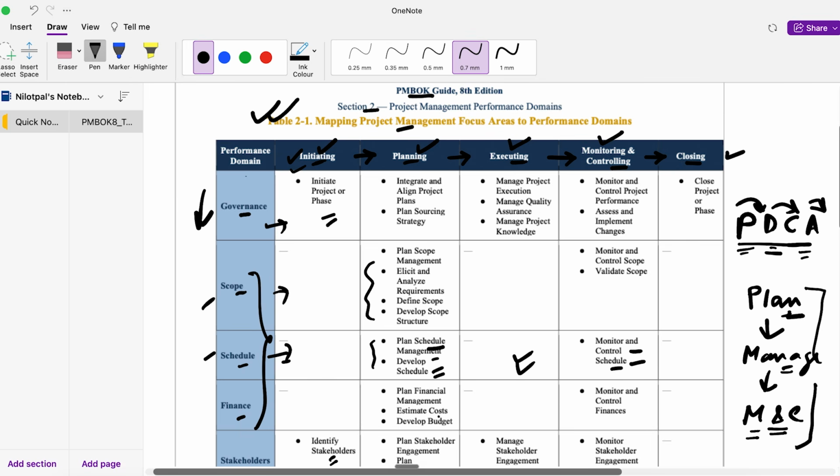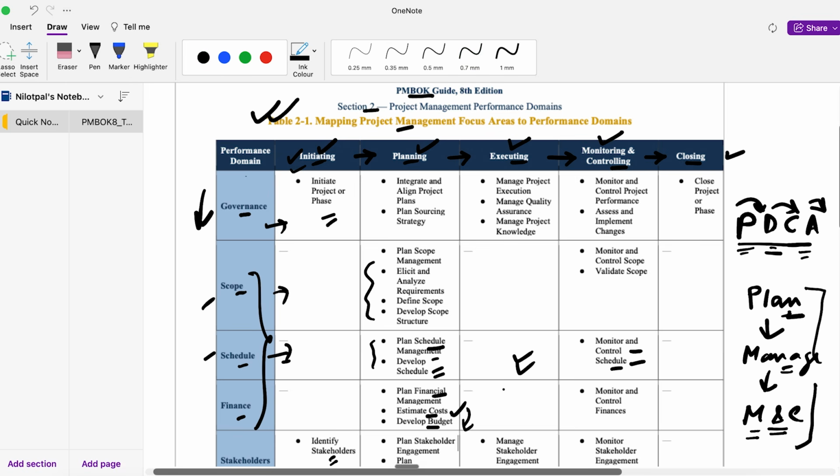Okay. Let's look at finance. Finance is also quite similar. So you plan finances. You have to estimate your costs to develop the budget, because if you don't estimate your costs, think about it, how will we be able to develop the budget? For example, if you are doing construction work, you need to first understand and estimate how much it will cost you, and that will help you develop the budget, because if you are not able to estimate the costs, there is no way you'll be able to develop a budget. So that is quite intuitive, right?